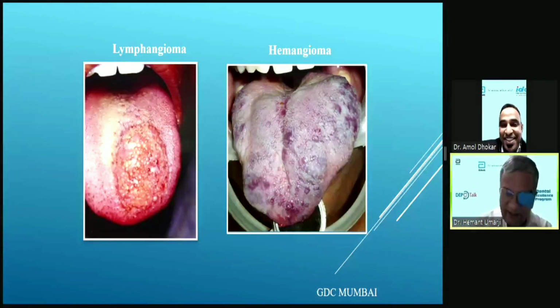But when I cover the ulcerative lesions, I will tell another method of how to remember these conditions.